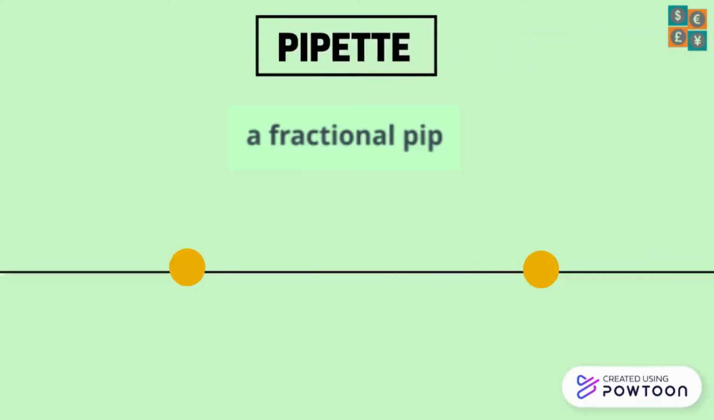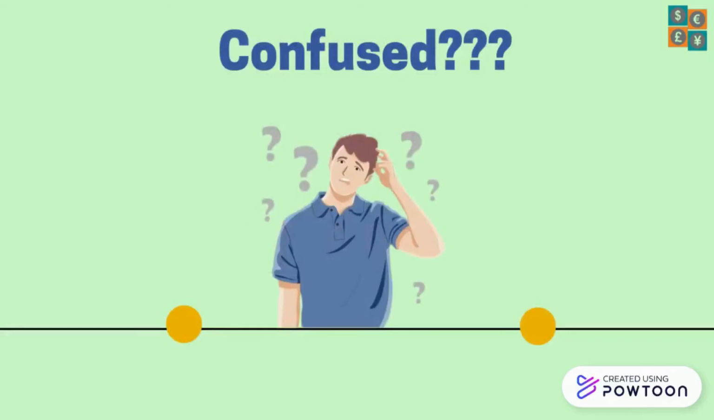Now, there is one other term called pipette. It's also called a fractional pip, and simply means the currency pair usually only goes up to 5 decimal places or 3 decimal places when yen is the counter currency. This extra decimal place is 1/10 of a pip, and we call this a pipette. Confusing? Don't worry. An example will solve your pain.